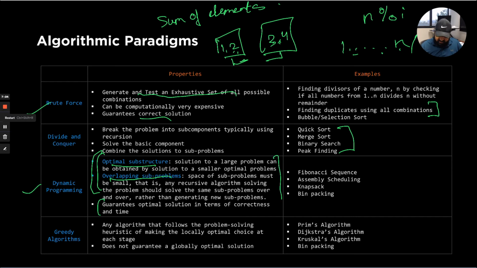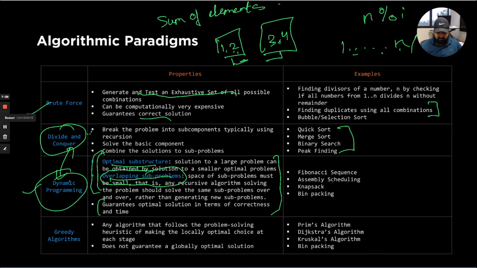Now, one thing to note here is how these two paradigms, divide and conquer and dynamic programming, differ, because essentially we are again breaking down the problem into smaller components. But the key difference is that in the divide and conquer paradigm, you will not see overlapping sub-problems. You are just breaking down the problem into sub-problems, but they might not be overlapping.